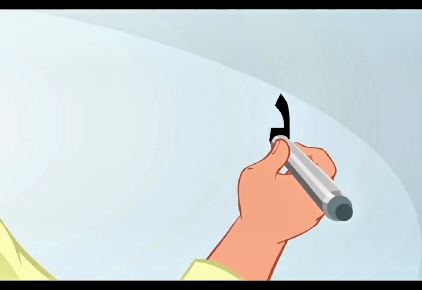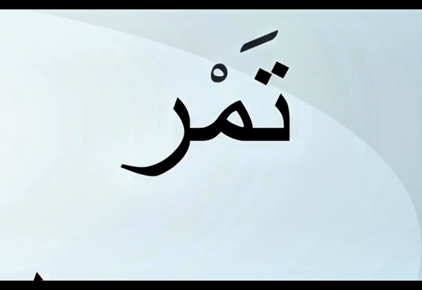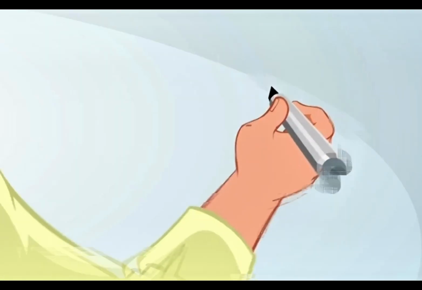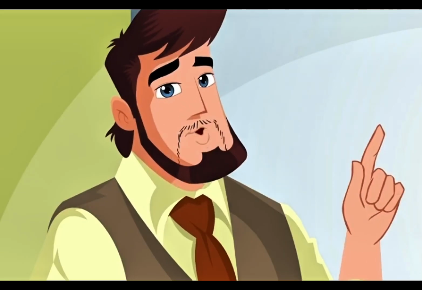This is how we write mim at the middle of the word, like this example: تمر, which means dates. This is how we write the letter mim at the end of the word, like this example: ism, which means name. Let's see the next letter.